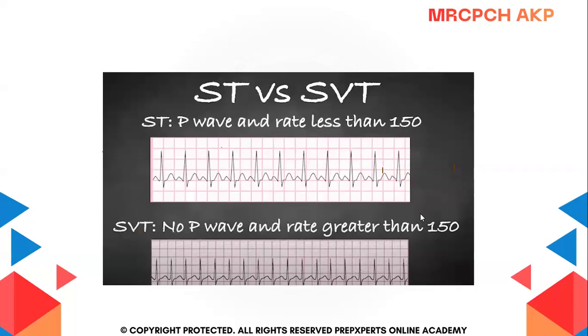So I have slides on supraventricular tachycardia in detail, on at what heart rate you are going to label it as supraventricular tachycardia, and there will be no P wave. Like I mentioned, in sinus tachycardia you are going to have a P wave. Like see, you have a P wave, P wave, P wave, P wave. But in case of SVT there will be no P wave, and the heart rate will be greater than the sinus tachycardia.